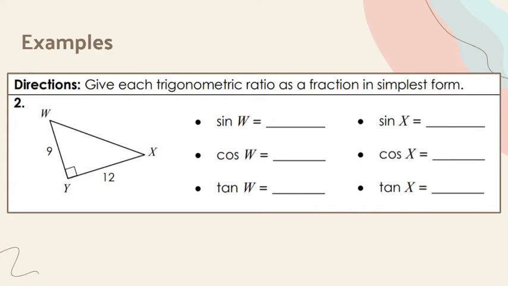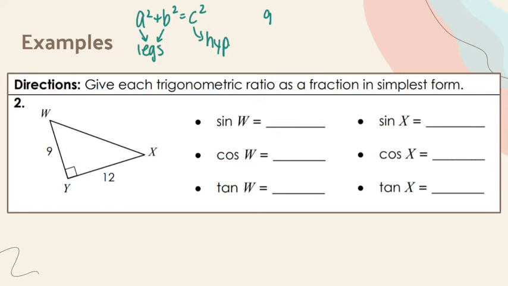On number 2, you're going to notice that we're missing a side. We don't know what that side is, and that side happens to be the hypotenuse. We're going to have to use the Pythagorean theorem to figure out what this third side is. The Pythagorean theorem is a squared plus b squared equals c squared, where c is the hypotenuse and a and b are legs. So what we don't know is the hypotenuse.